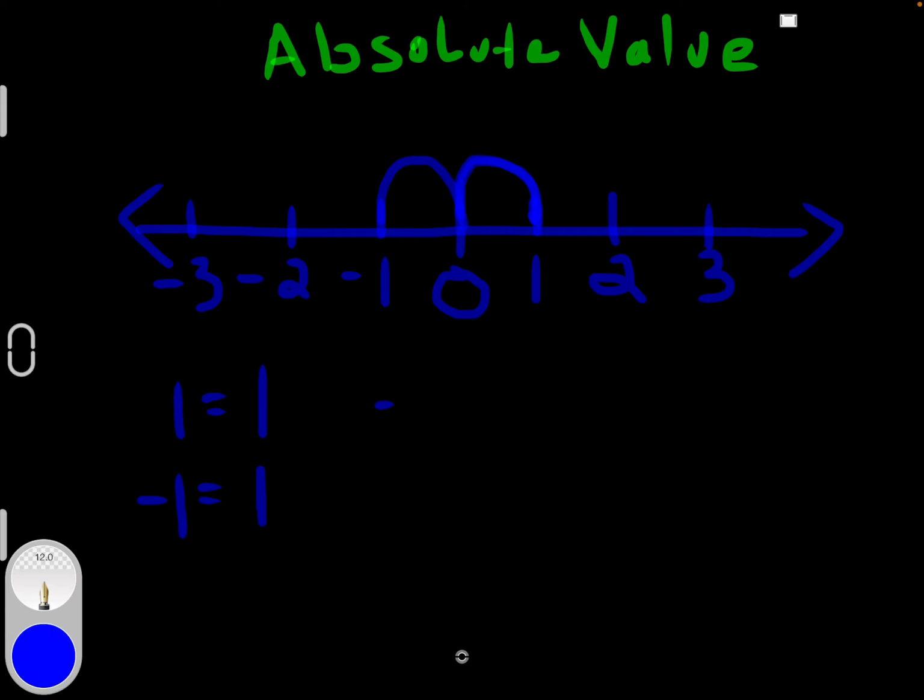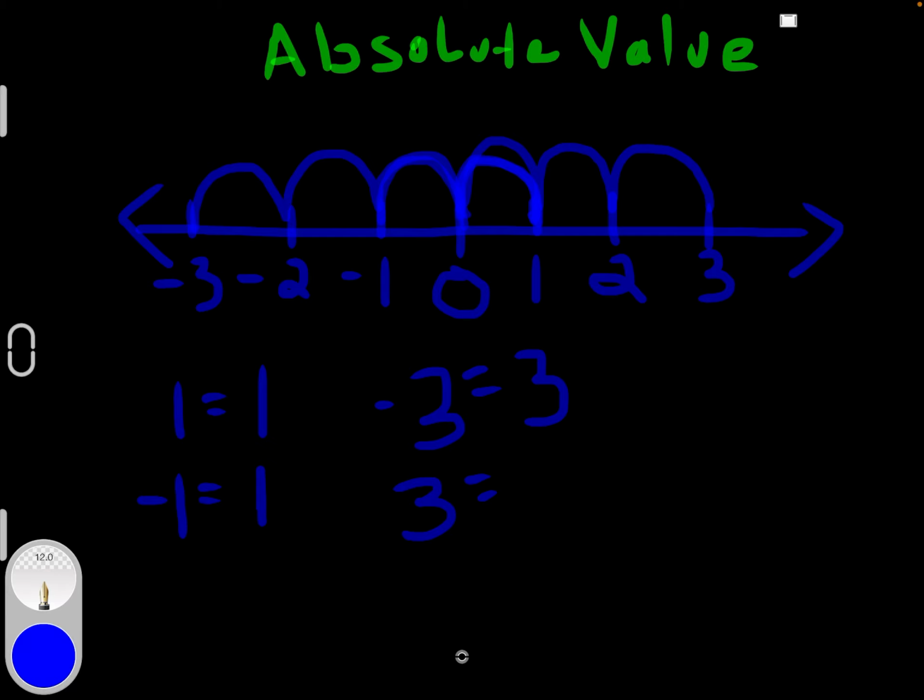Now let's say -3. I'm going to move again and see how many times it takes to get from 0 from -3. 1, 2, 3. So the absolute value of -3 is 3. And then for the absolute value of 3, let's count. 1, 2, 3 times. So whether it's negative or positive, you will get the same answer.